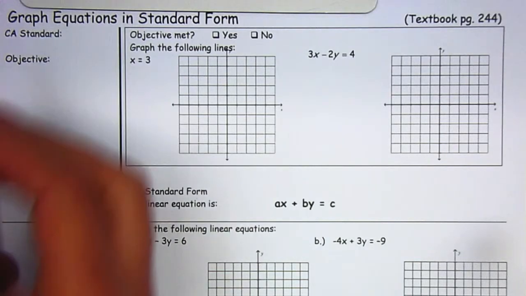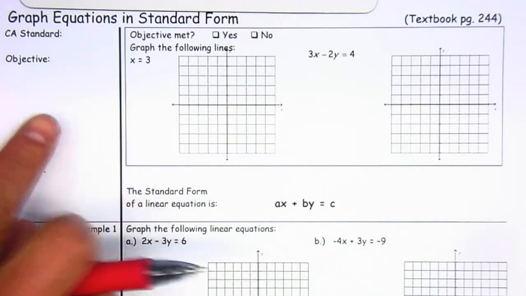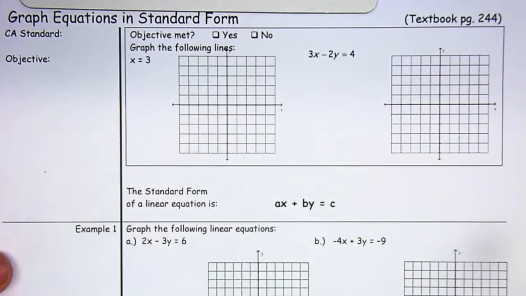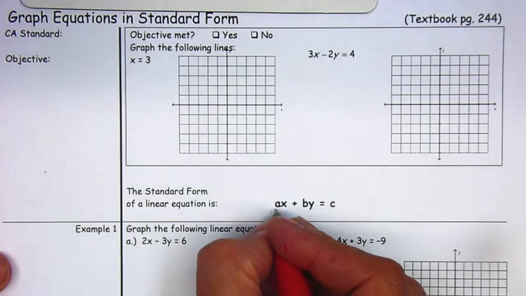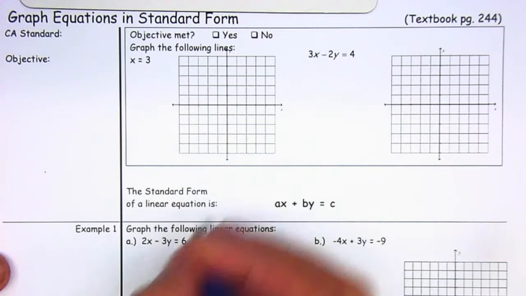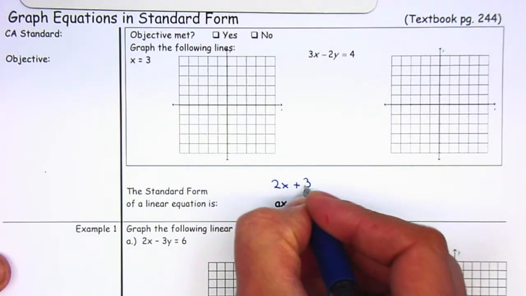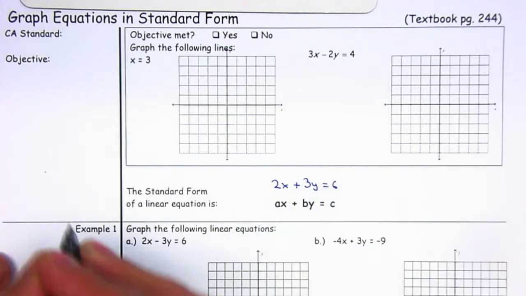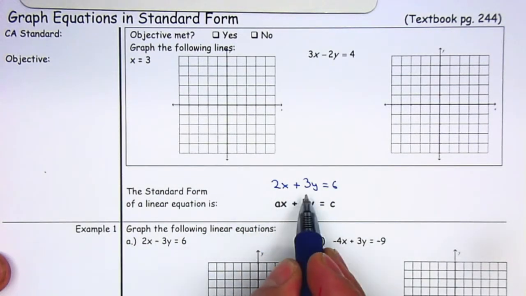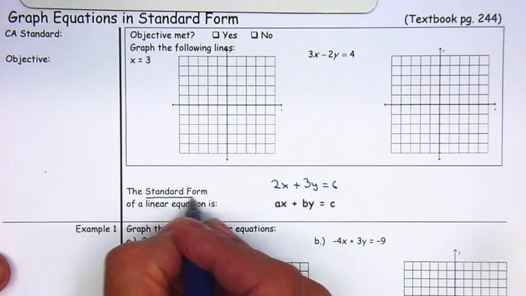Good morning. Today we're going to be graphing equations in standard form. Remember, on the last section we graphed equations that were in slope-intercept form. Standard form is an equation that's ax plus by is equal to c. An example is 2x plus 3y is equal to 6. When the x's and the y's are on one side and the numbers on the other side, we call that standard form.